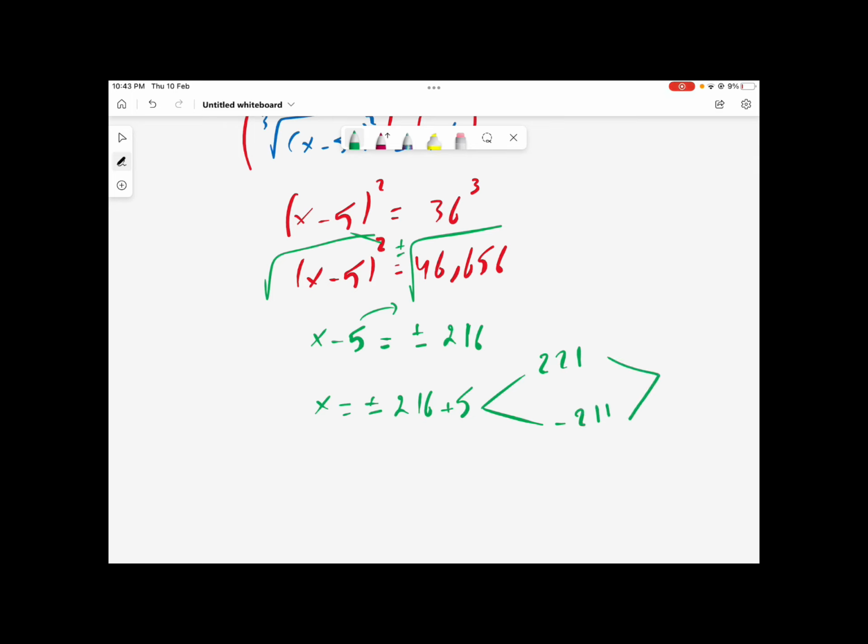Also, you need to check. When you replace 221 and negative 211, you will find both of them accepted. No extraneous solution.